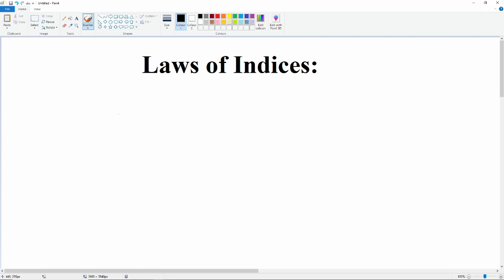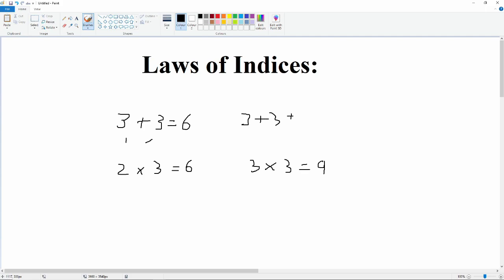Let's say we have 3 plus 3 is equal to 6. We could say 6 is equal to 2 lots of 3. 3 has been added to itself twice. So we could say that this is the same as 2 times 3. 2 lots of 3 is equal to 6. We could also say that 3 times 3, which is equal to 9, is the same as 3 plus 3 plus 3.